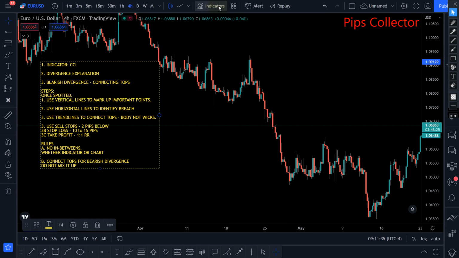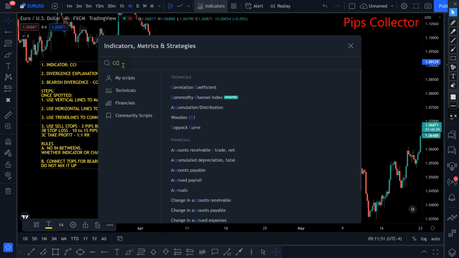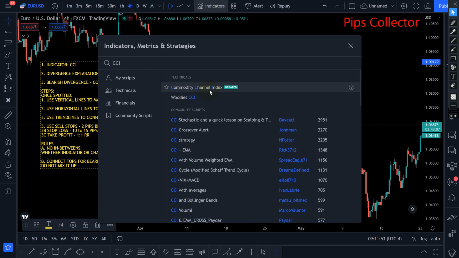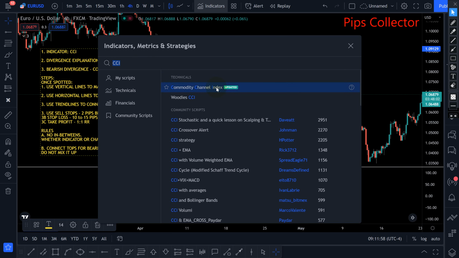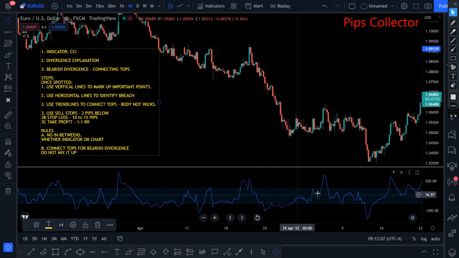So the next thing we are going to do is add the indicator. You come here. This is the indicator. You click it. Then in this search bar, all you need to do is type CCI, Commodity Channel Index. You click it with the left button of your mouse. Now this is the indicator.